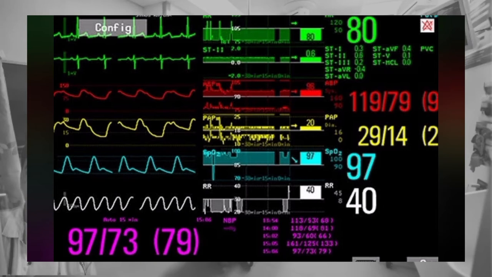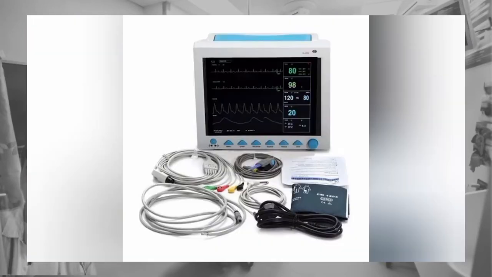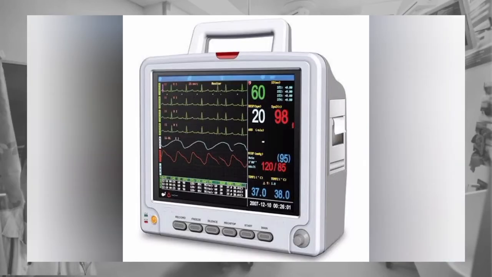So what is the equipment required for continuous cardiac monitoring? It includes the cardiac monitor, cables, and disposable supplies such as electrode patches, pressure transducers, a pulmonary artery catheter or Swan-Ganz catheter, and an arterial blood saturation probe.